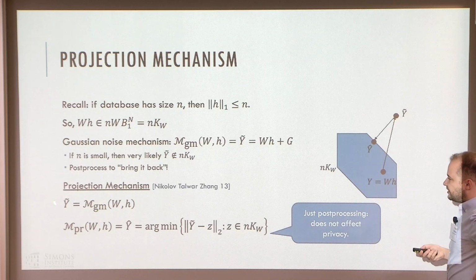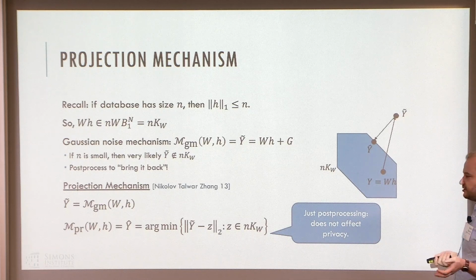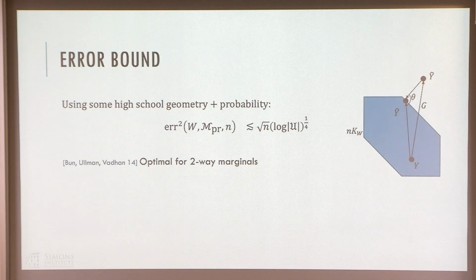Good. And the point is that we already achieved privacy by adding the Gaussian noise, and then we don't touch the data again in this mechanism. So this projection is just post-processing. It's a very natural post-processing. So it does not affect privacy because differential privacy is robust to post-processing.